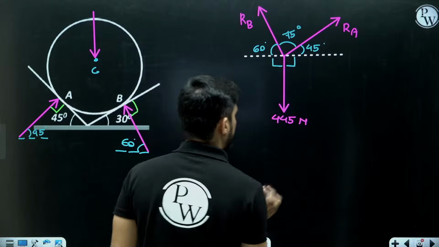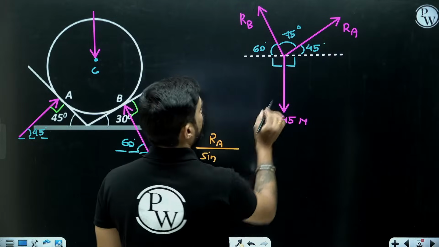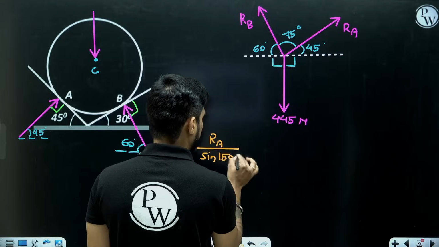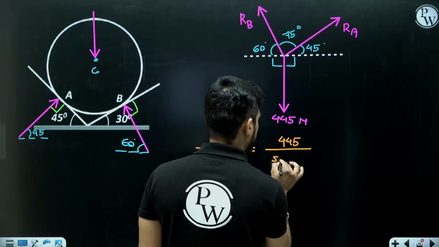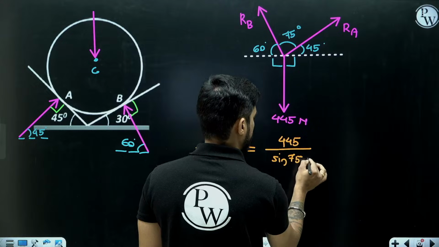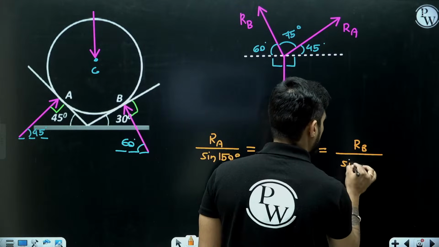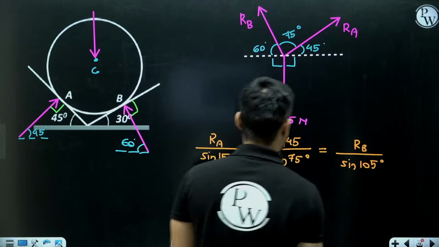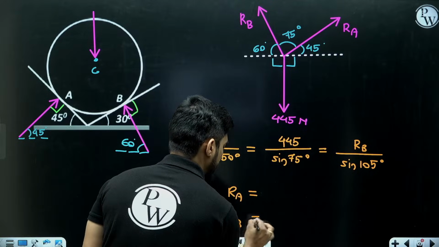So apply Lamy's theorem, you will get RA divided by sine of the angle between RB and 445, which is 150 degree. Then 445 divided by sine of the angle between the other two forces, 75 degree, equal to RB divided by sine of the angle between the other two forces, 105 degree. So from here you get RA as well as RB.